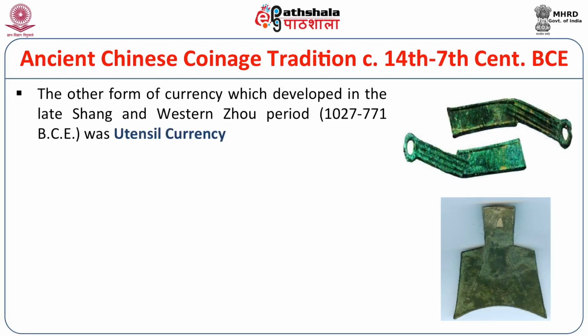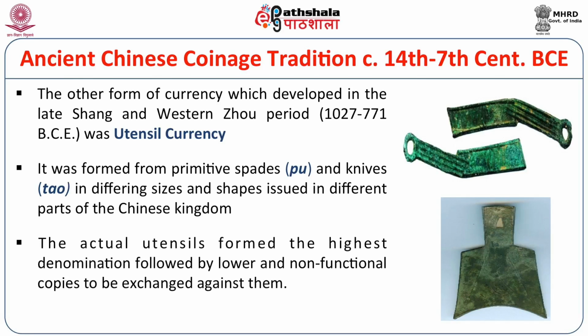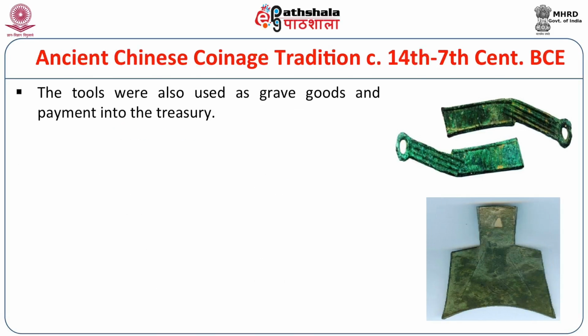The other form of currency which developed in the late Shang period was the utensil money. Now in this concept there were primitive forms of spades and knives termed as pu and tao, in different sizes and shapes, which developed in the different parts of the Chinese kingdom. Small utensils were also interrelated to the actual utensils. The actual utensils formed the highest denomination, followed by these lower, non-functional copies which were to be exchanged against them. The tools were also used for grave goods and payment into the treasury.